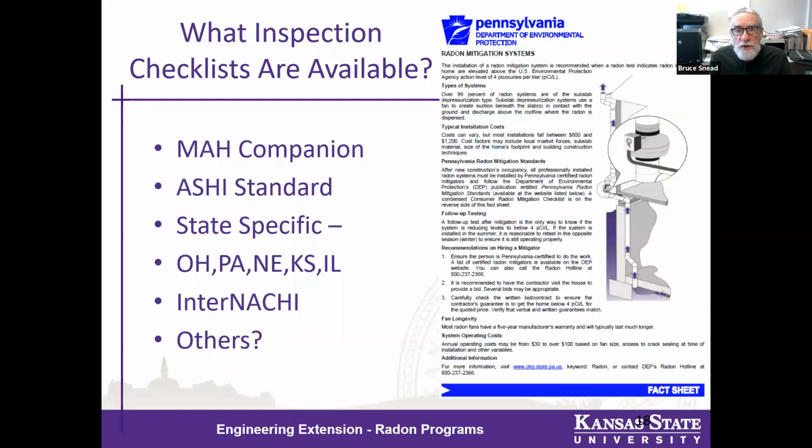So the good news is there are many checklists available that we can tap into and use depending on our purposes. What I'm going to talk about today is primarily the Measurement in Homes Companion Standard and the ASHI standard, the American Society of Home Inspectors standard and inspection checklist. There are other state-specific checklists, as you can see here, and other agencies or organizations or associations that may have checklists. The one that you see displayed here is actually the one designed by the Pennsylvania Radon Program for homeowners that have radon mitigation systems, and Brian may be referring to that next week.